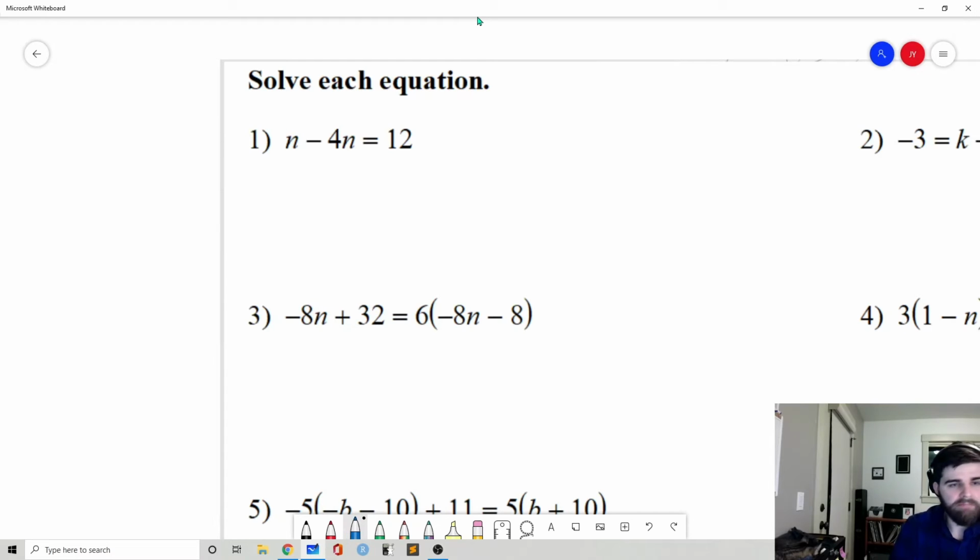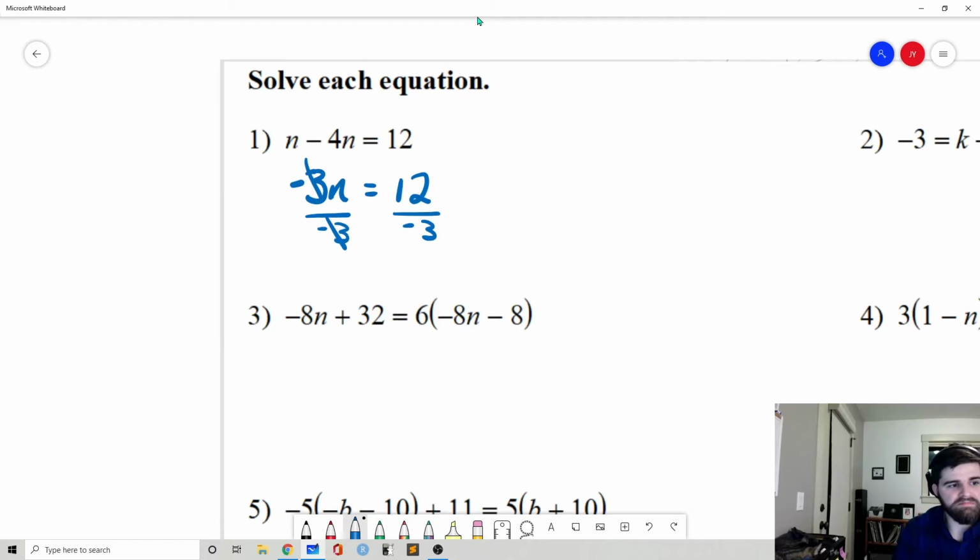So n minus 4n gives us negative 3n. So I've got negative 3 times n is equal to 12, but I don't want negative 3. At the end of the day, I just want plain n by itself. So to get rid of the negative 3, since right now we're multiplying times negative 3, I want to do the opposite of that. So the opposite of multiplying is to divide. So I'm going to divide both sides by negative 3.